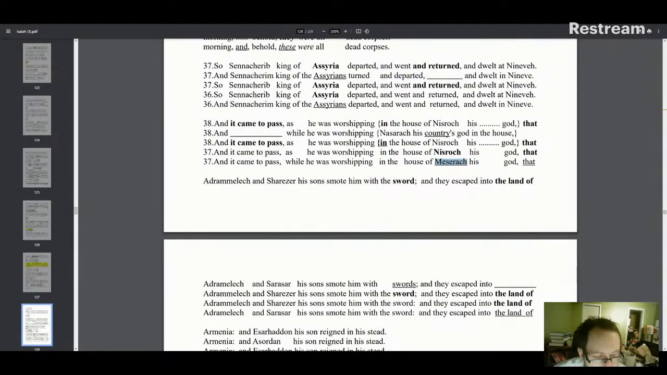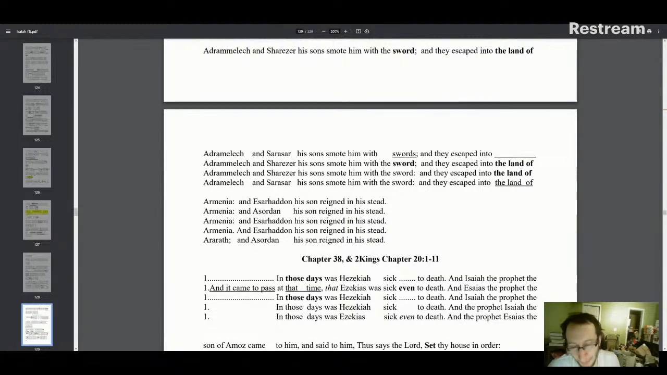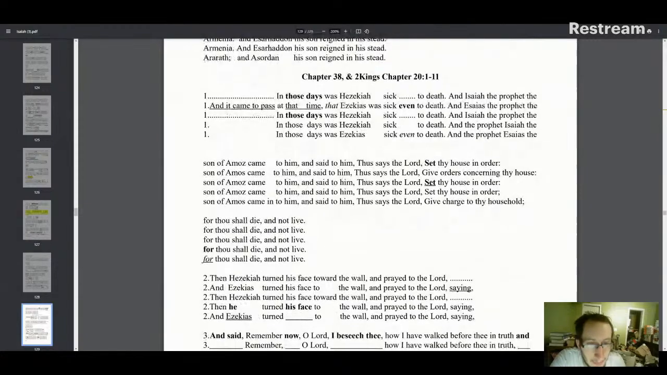Mesarak of the Septuagint of 2 Kings is just a misspelling. All the other versions say land of Armenia except the Septuagint of Isaiah. All right, so that's chapter 37. So overall, very close to 2 Kings. Now we have chapter 38, corresponding to chapter 20 of 2 Kings.